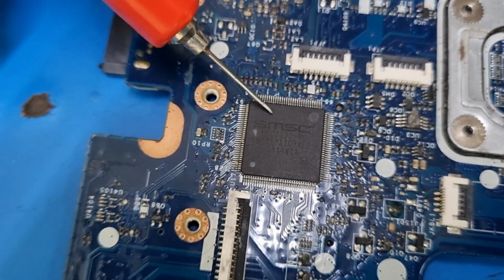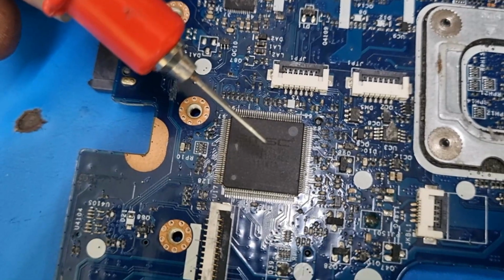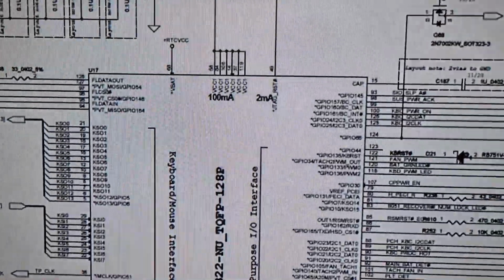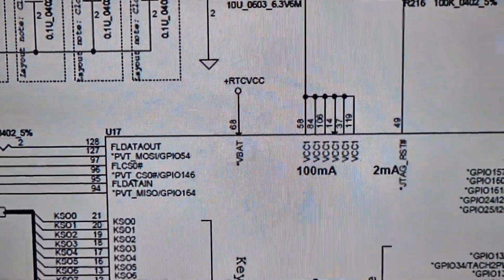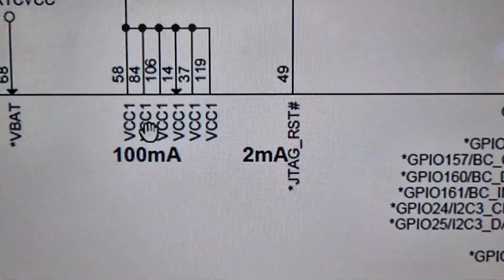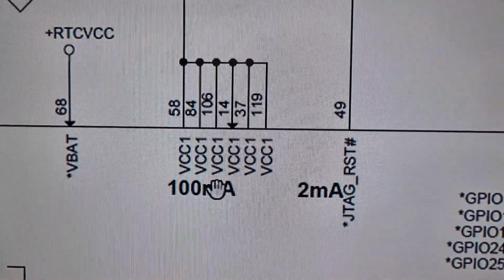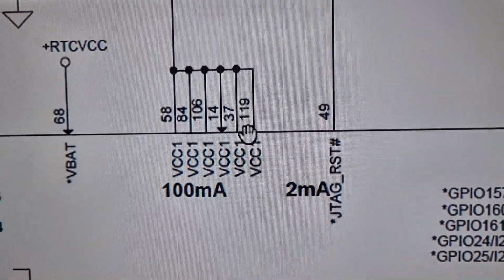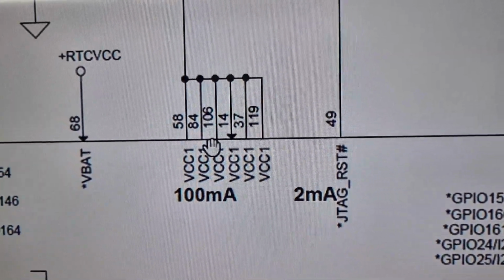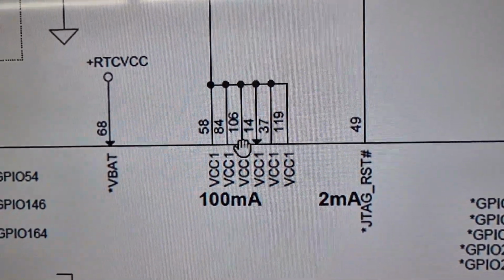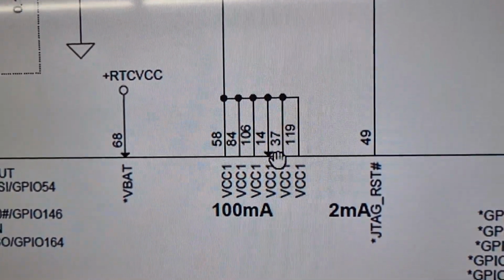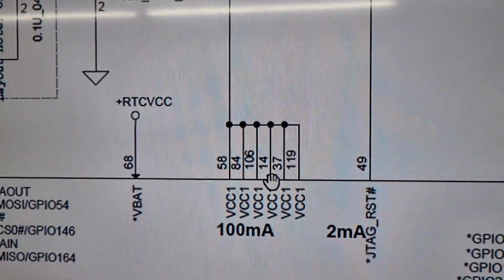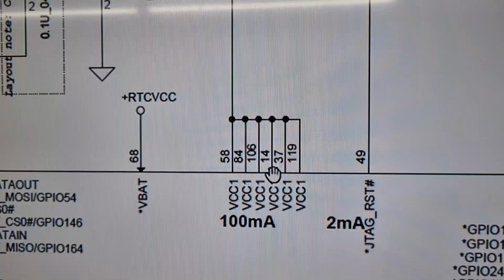So first we check the 3 volt which is coming from the 3 volt and 5 volt section. We'll see where the VCC or V standby pin is. Here is the VCC. All these pins are VCC: pin number 58, 84, 106, 14, 37 and 119. So all are supply pins, sometimes also called V standby. You can check any pin.